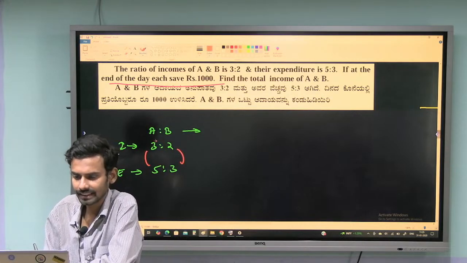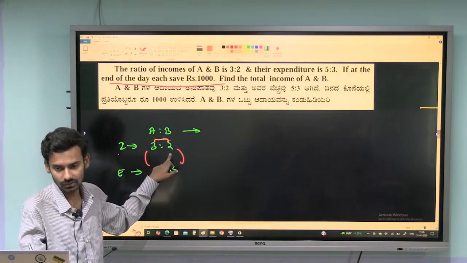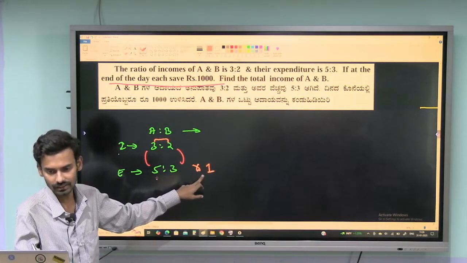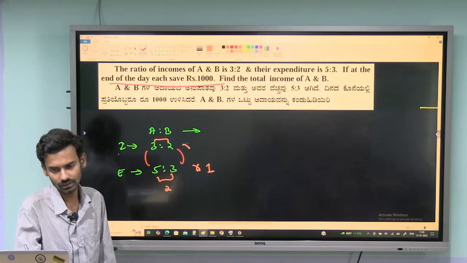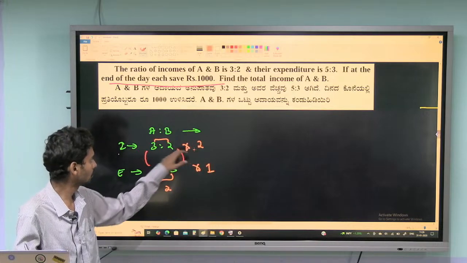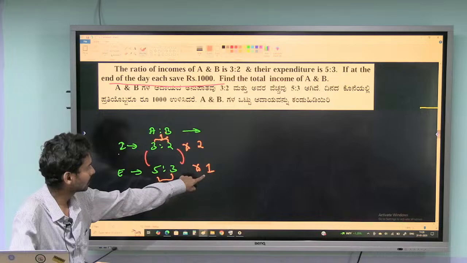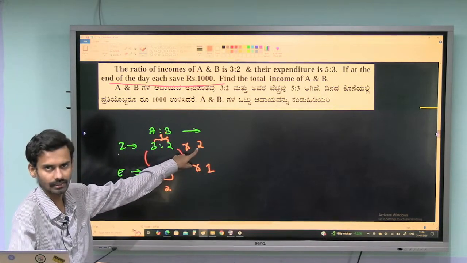How to make the difference the same? Here in 3:2, this difference I am getting as 1, so multiply it to the second ratio. Now in 5:3, this difference is 2, so this difference you need to multiply to the first ratio. So this difference of 1 I am multiplying to this ratio, and this difference of 2 I am multiplying to this ratio. Are you getting that?